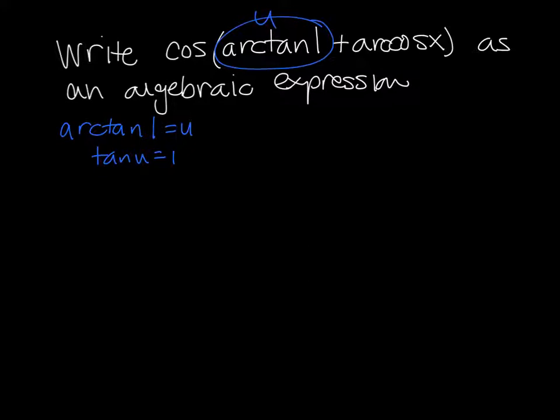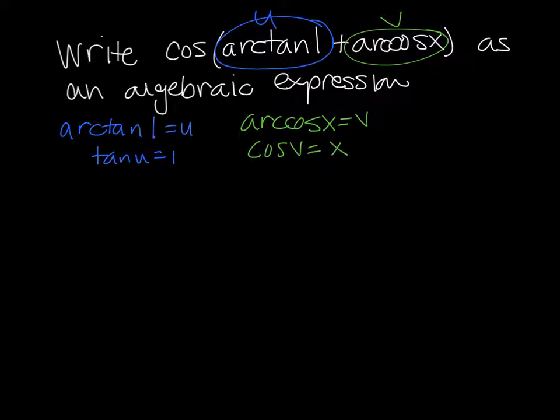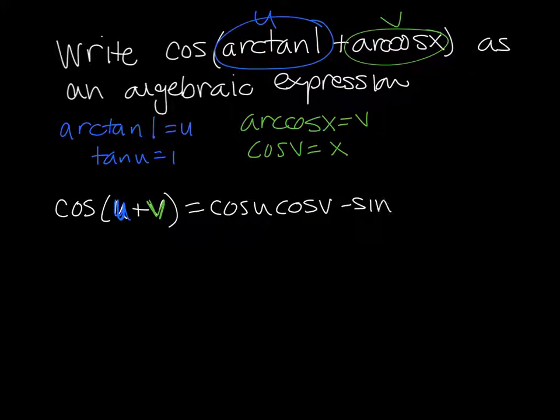And then I'm going to go to the other one. I'm going to call this v. So the arc cosine of x equals v, and I'm going to rewrite it as the cosine of v equals x. Now I've simplified it down, so now I have the cosine of u plus v. What is the sum formula? Cosine of u times cosine of v minus the sine of u times the sine of v.